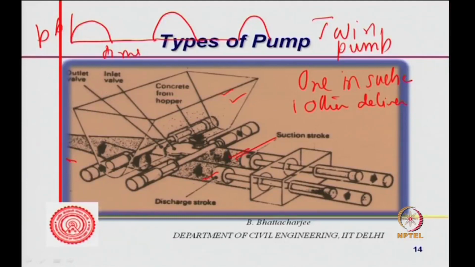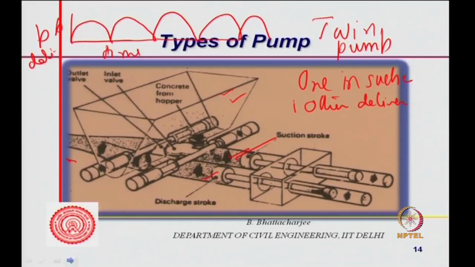But if I have two pumps, like this twin pump, then I will have pressure in the delivery pipe like this. So the concrete flow will now be a full wave rectification actually. So you will have something like this. Twin pumps are what is most commonly used, and they are usually hydraulically driven.